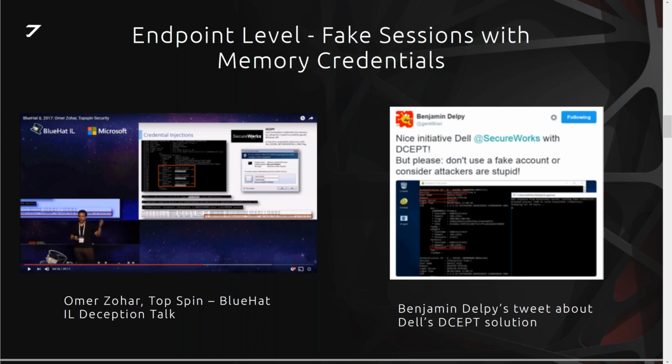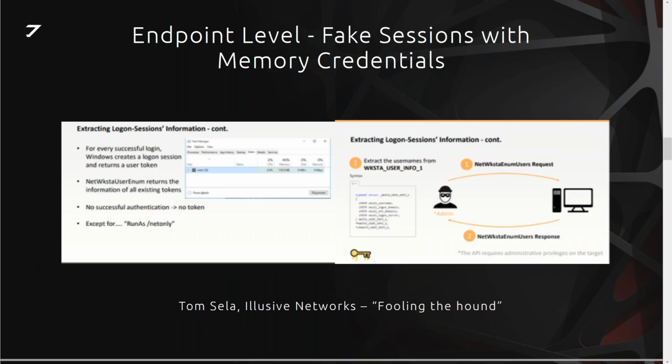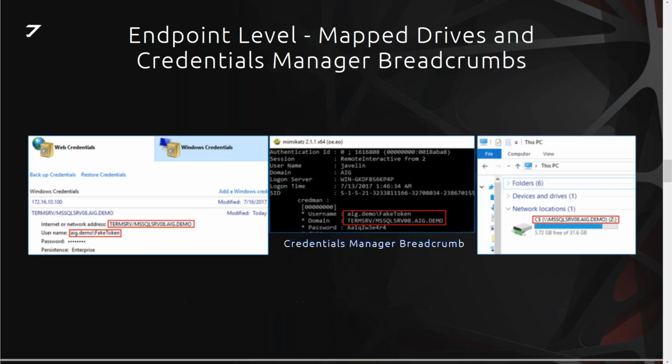So we'll move on to the next one. This one is from the Elusive talk. Okay, so mapped drives and credential manager breadcrumbs. This is another method used by many deception solutions to spread tokens via the credential manager. The credential manager is a vault that stores all of your passwords and accounts for services and applications. Let's say you're connecting to a remote share or a remote server. Your operating system will eventually ask you, do you want me to remember this password?